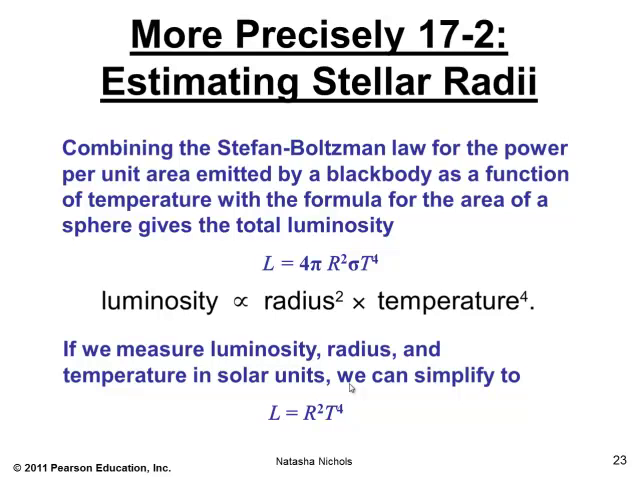So if I wanted to write this formula instead of an equality as a proportionality, then I would say luminosity is proportional to radius squared times temperature to the 4th. If instead we measure luminosity, radius, and temperature in units of the sun, solar units, then we can directly write L equals R squared T to the 4th.